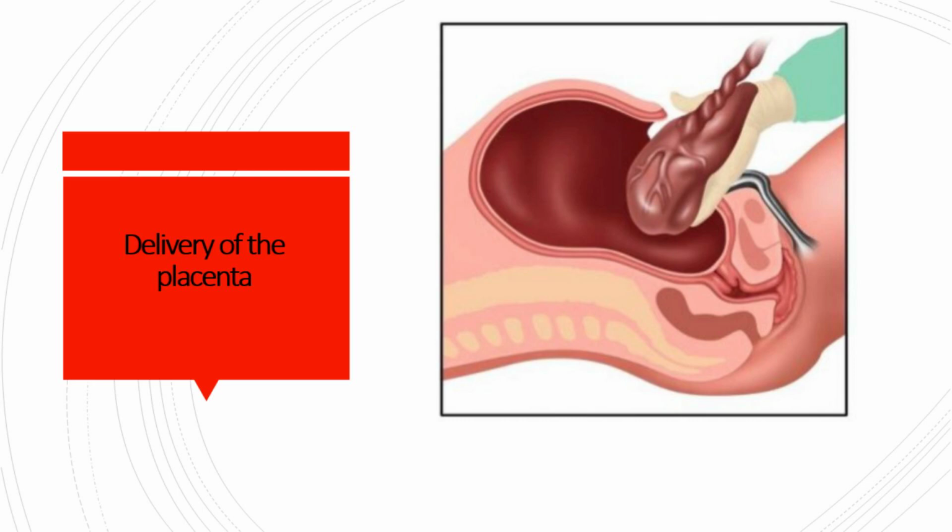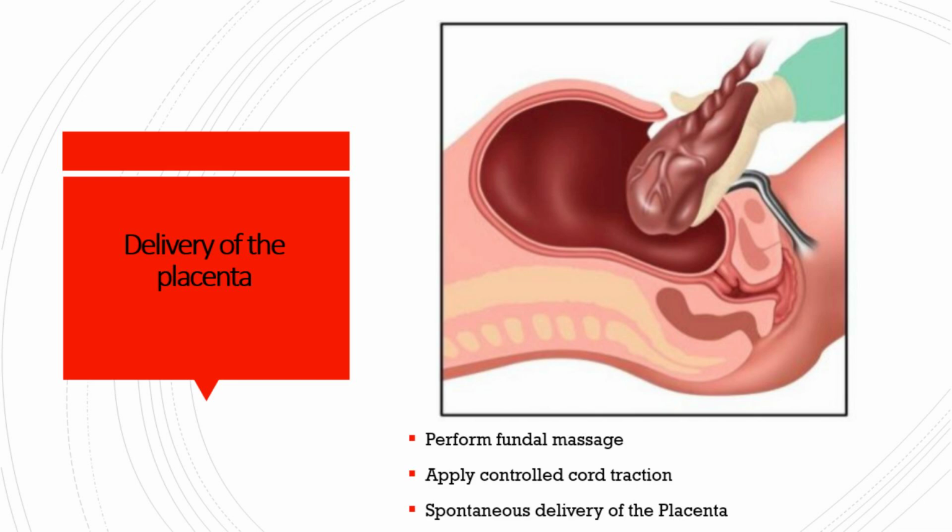Delivering the placenta during a cesarean section involves several critical steps: performing fundal massage, applying controlled cord traction, facilitating spontaneous delivery of the placenta, and carefully examining both the uterus and placenta post-delivery. There is less risk of infection if you allow the placenta to deliver on its own with the above interventions.